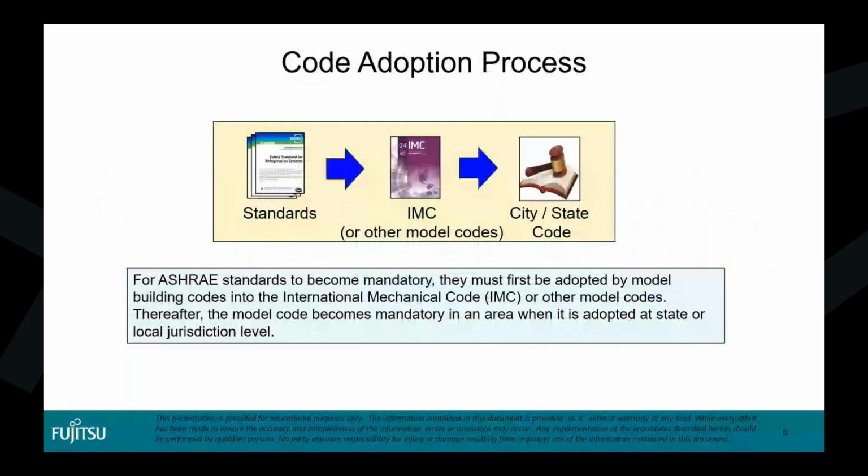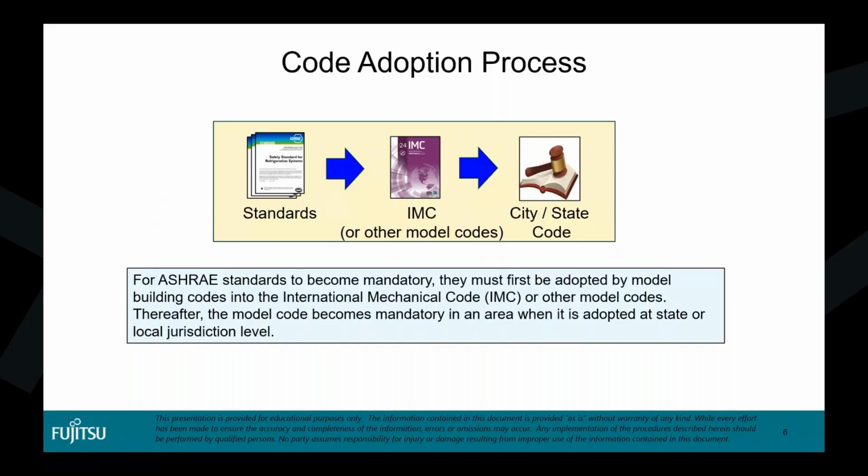There's a code adoption process also. These standards are just a document issued by ASHRAE, but then it goes into an IMC or some other model codes and then trickles down to city or state code. So there are several steps, and it can take years, sometimes less, and sometimes even more. But when it's more important, like now with the new A2L refrigerants, it's going to go faster.